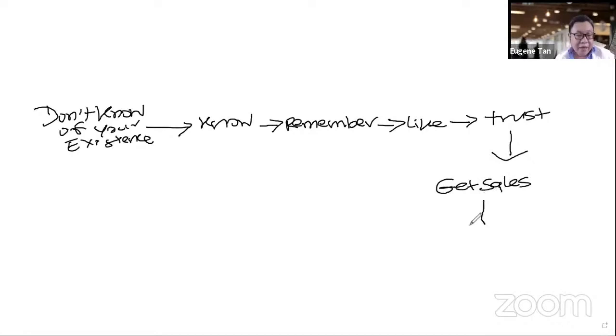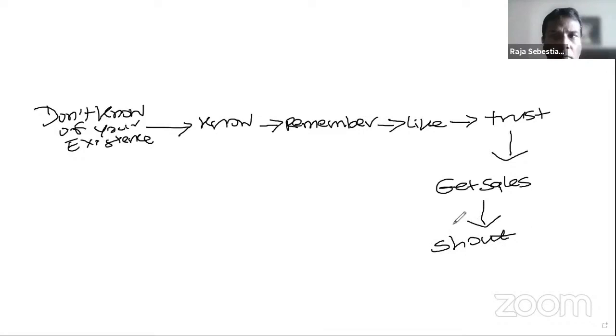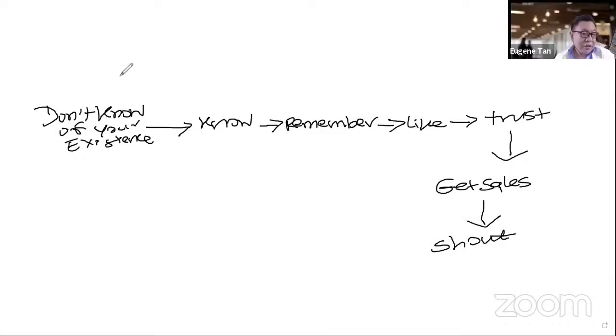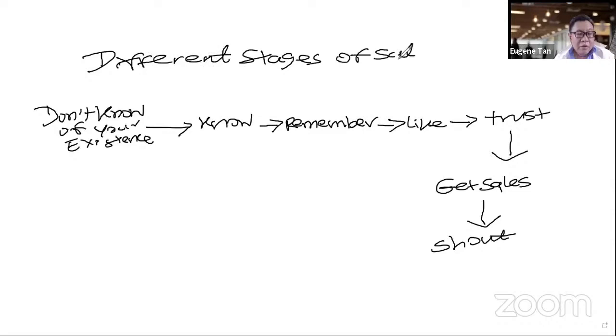And after that, they are more than willing to shout about you or to tell others about you. So this is the process which we call the different stages of sales. Our objective is to see how we can use these different stages of sales to our advantage. Next.